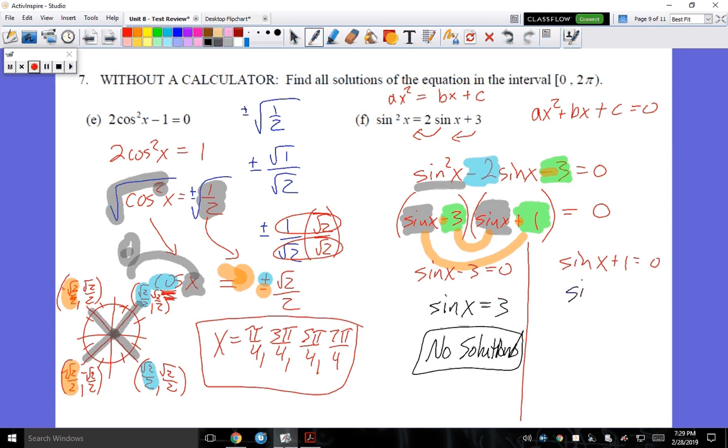However, this one does have solutions, or it has one solution. Subtracting the 1 over, we know that sine is negative 1 here at 3 pi over 2. So we get 3 pi over 2 for that answer. And that's how you would do 7 in its entirety.